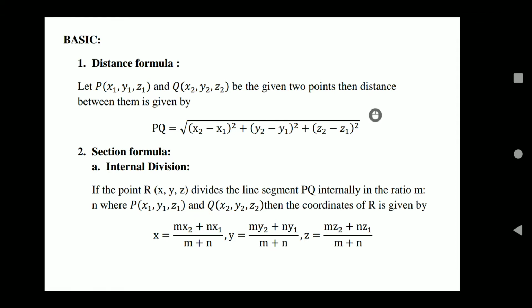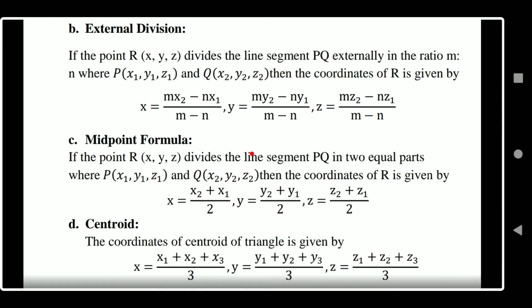Clear? Now the second, for external division, again if R divides the line segment PQ externally in the ratio m as to n, okay, then the coordinates of R is given by x equal to (m x2 minus n x1) upon (m minus n), y is given by (m y2 minus n y1) upon (m minus n), and z is given by (m z2 minus n z1) upon (m minus n). So remember, for internal division there is plus sign, and for external here is minus sign.